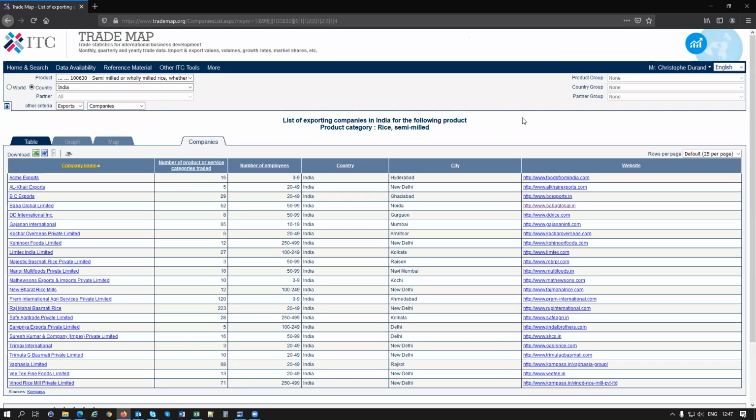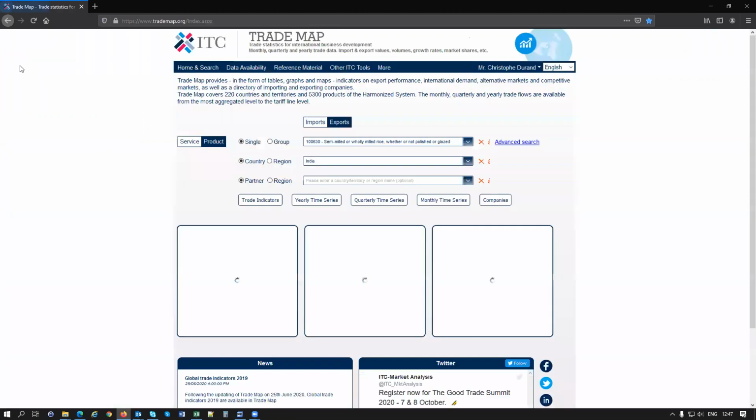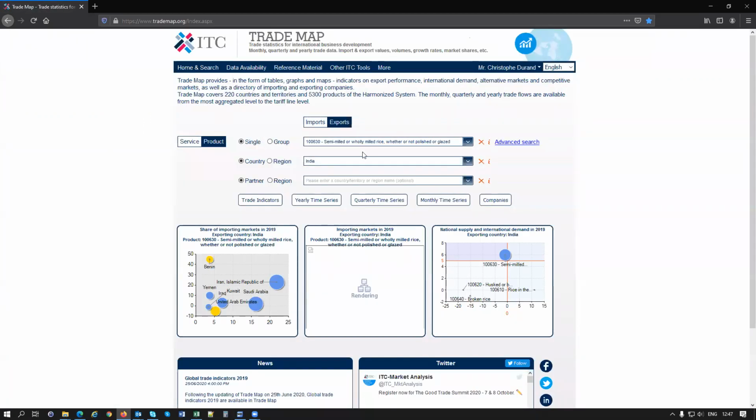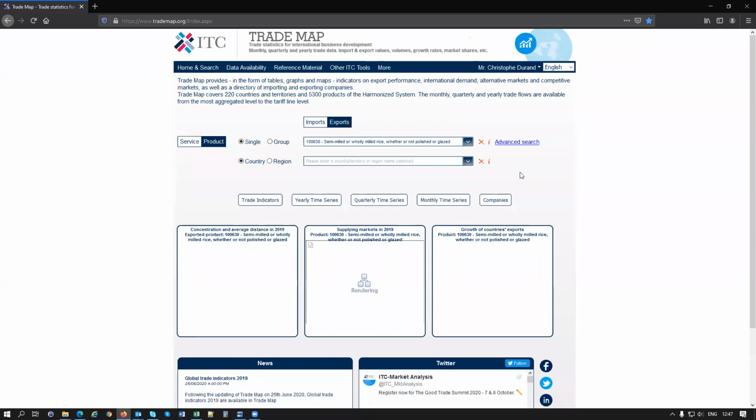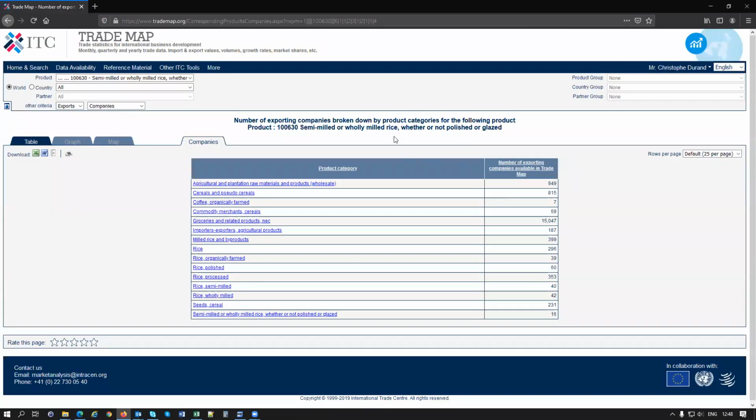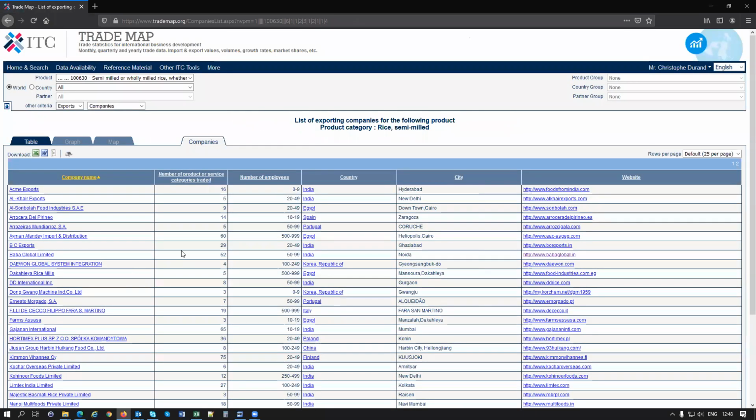Now, if you are into companies data only, it's extremely simple. From the home page, you can select your particular product, your particular country. Or if you want to do a search worldwide, I'm not going to select any country, and click directly on companies. Right. So I have my correspondence again. So let's go for semi-milled rice. Here we go. And once again, I have the whole thing over here, and this time it's for all the countries.